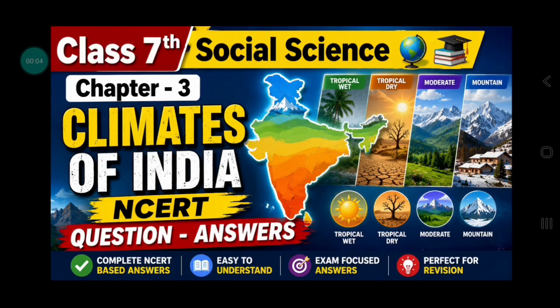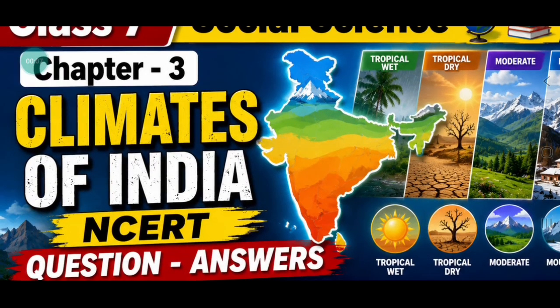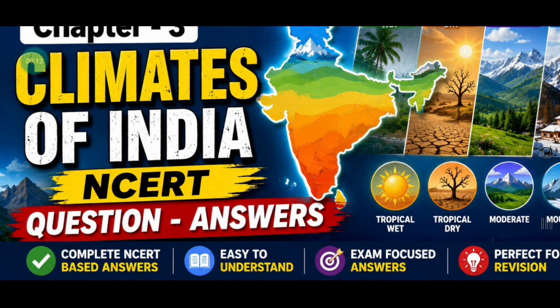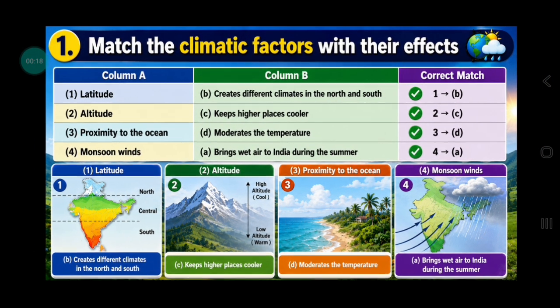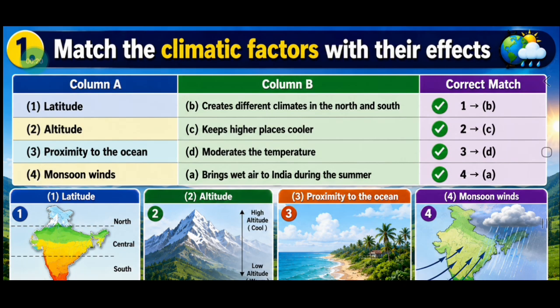Class 7 Social Science, chapter number 3, and this chapter's name is Climates of India. So, children, in this video, we are going to discuss NCERT question answers of this chapter. Let's start. Here the first question is matching based: match the climatic factors with their effects.